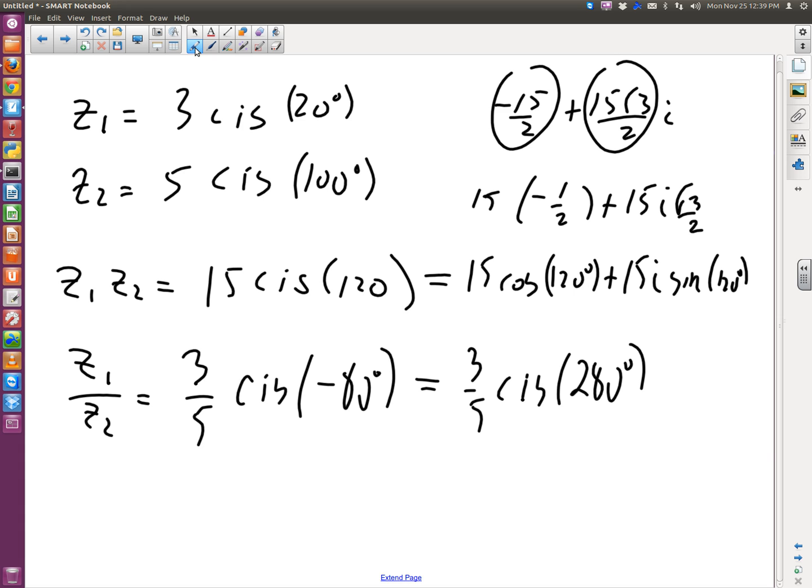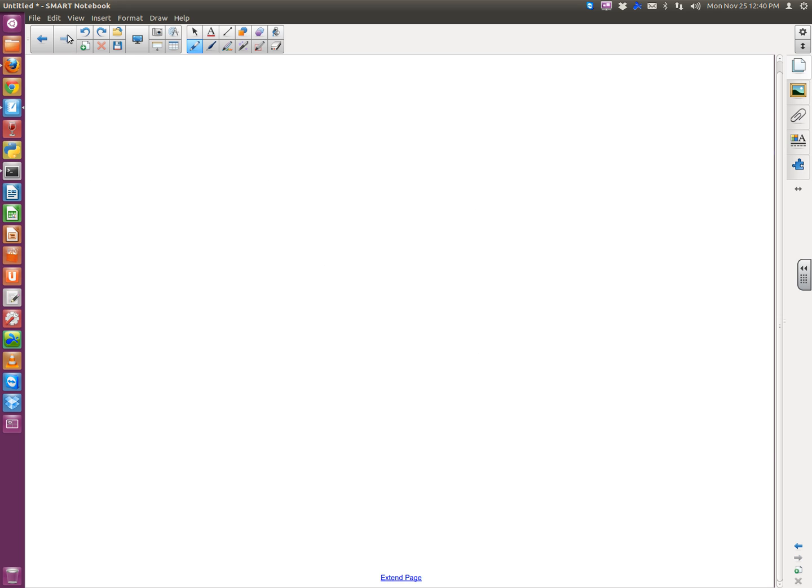All right, so now, just in case you thought this was completely blowing your mind, here we go. What if z is cis? Can you tell me what z squared is?